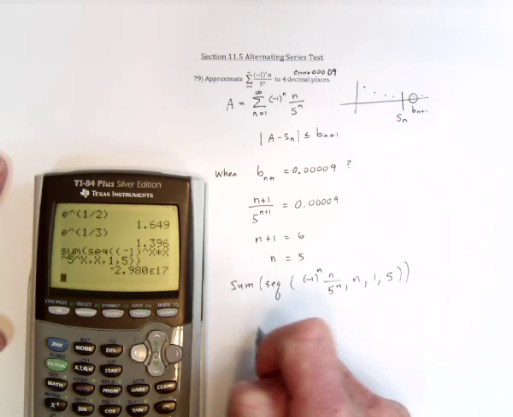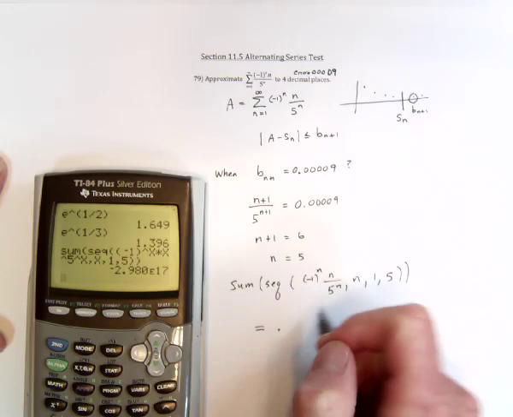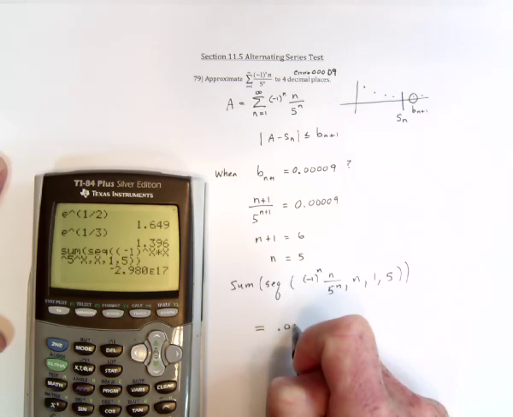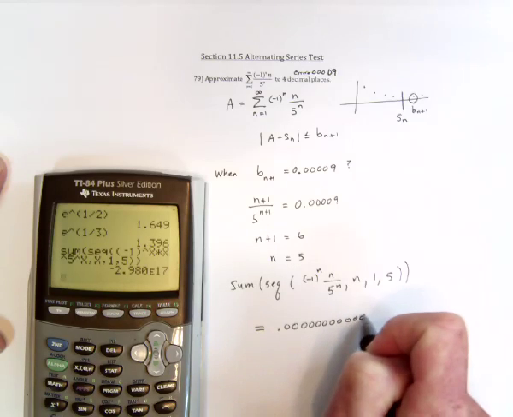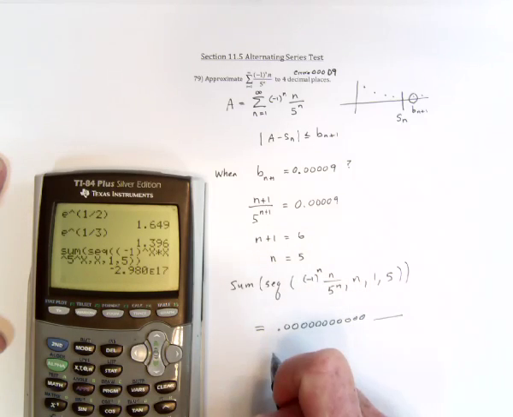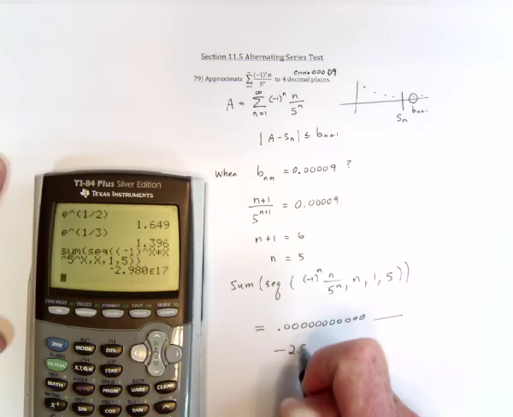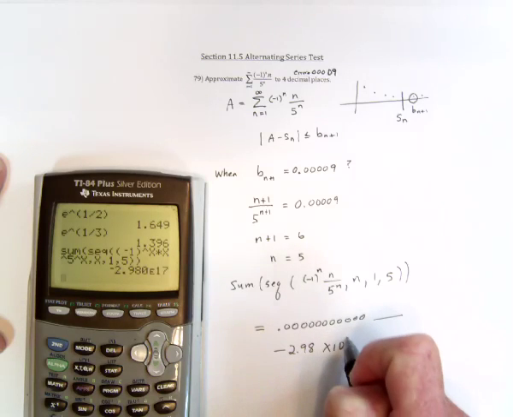So then the answer is tiny. Wow, 0.00000, etc. and then a number, or in other words, it's -2.98 times 10 to the 17th.